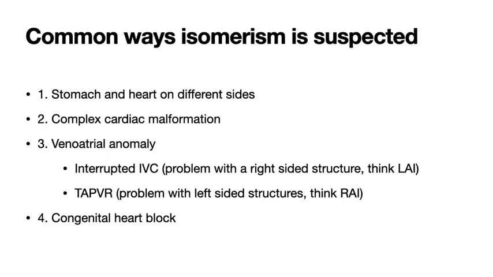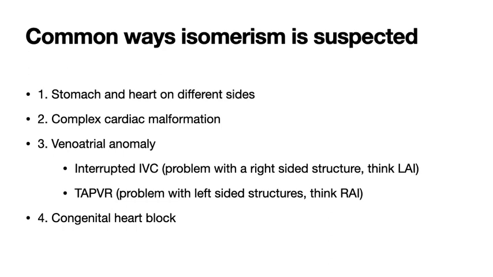All right, so what tips you off? Well, certainly that retroatrial space that you looked for, the vessel arrangement, that's the main thing. But other things that commonly tip people off is, one, the stomach and heart are on different sides. So that's a very common one. The next thing is complex cardiac malformation. So if the heart's all messed up, you should be looking for everything very carefully, and that's generally how you'll figure out that there's isomerism.